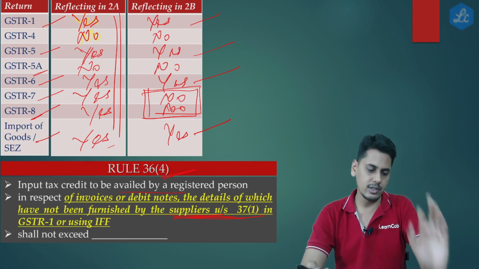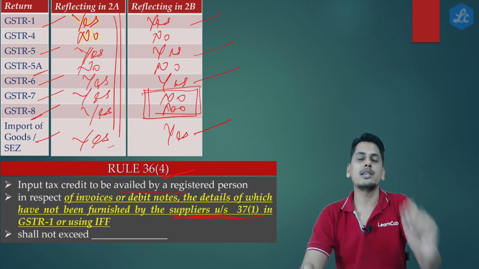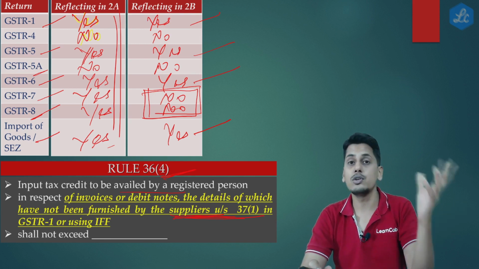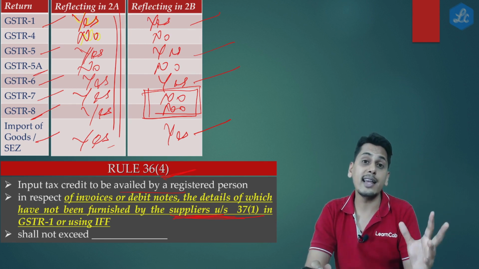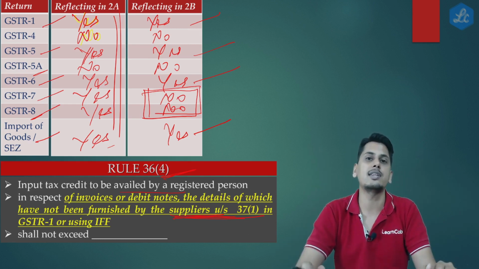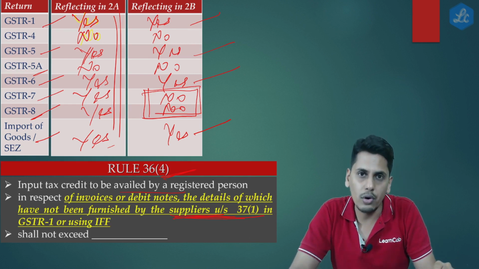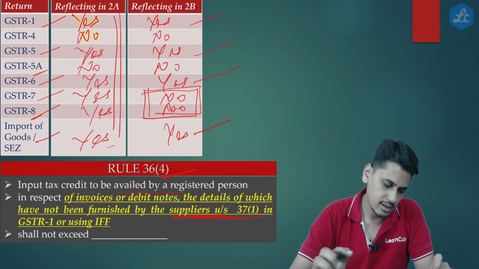Similarly, for import of goods and purchase of goods from a special economic zone based on bill of entry, let's say I import the goods, I pay customs duty, I pay IGST. There's some error in transmission. The data is not transmitted from the customs server to the GST server, not appearing in my GSTR 2B. Can I still take the credit? The answer is yes. 36 sub rule 4 is not applicable on those items the source of which is the customs server.